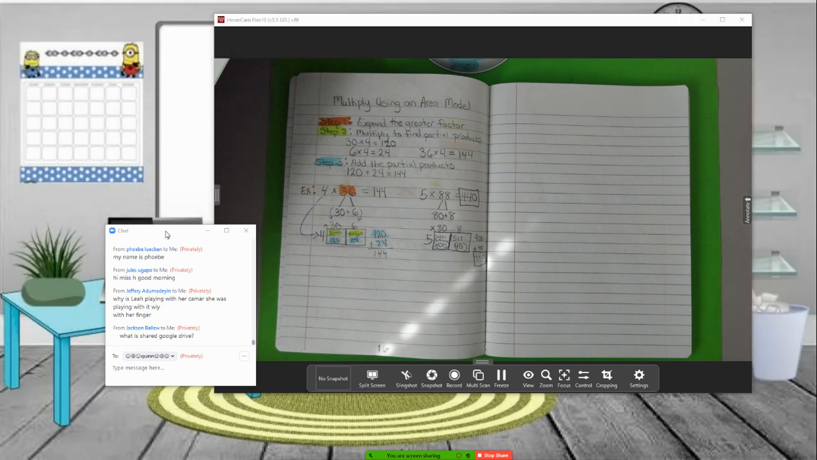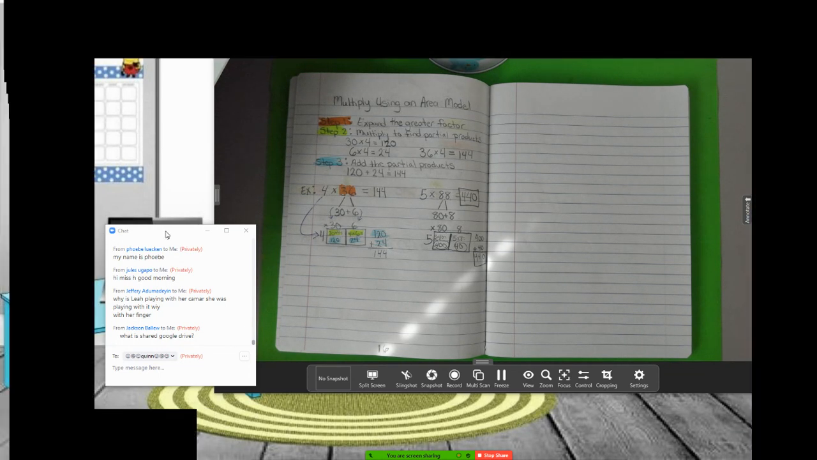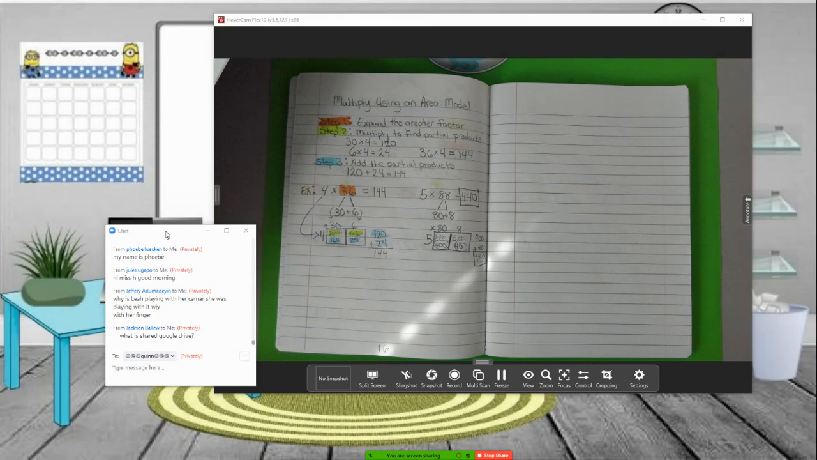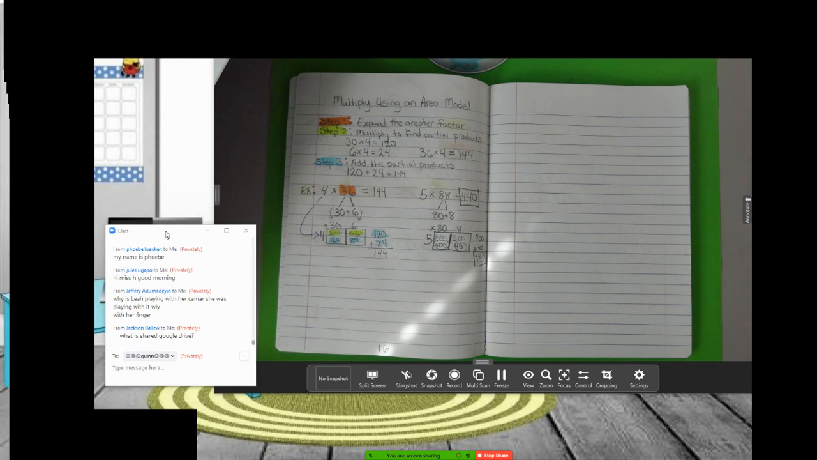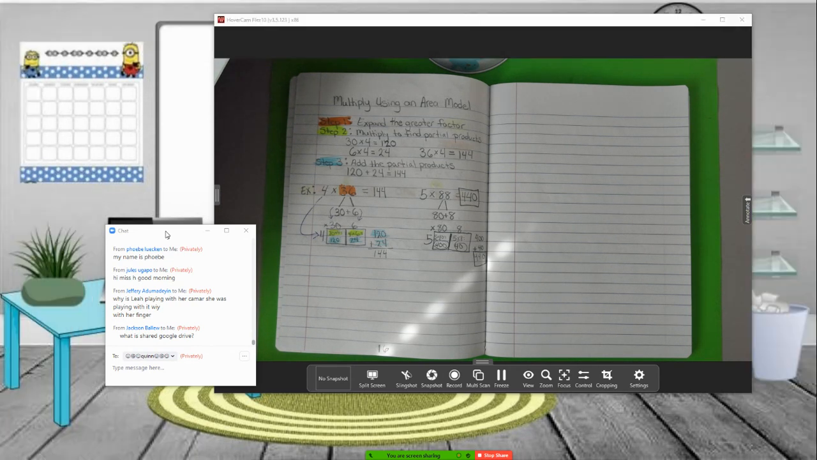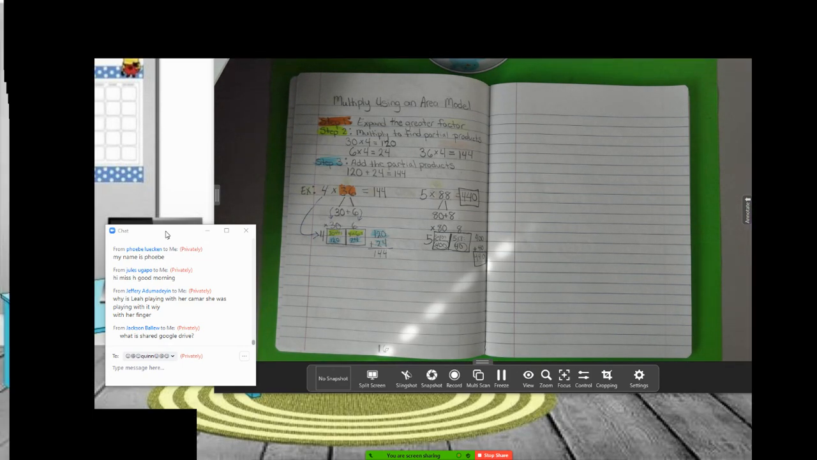Jackson, the shared Google Drive is the one that we did at the beginning of school that we all had to add to our Google Drive. It has a little sunflower and it says 2020 distance learning. It's in your Google Drive. If you go to your nine dots that make up a square, your Google Apps, you would see Google Drive.